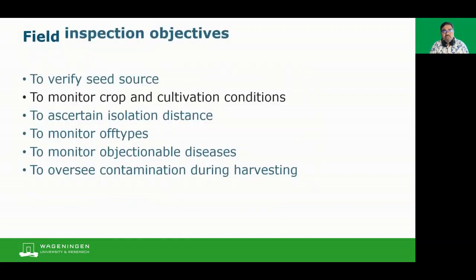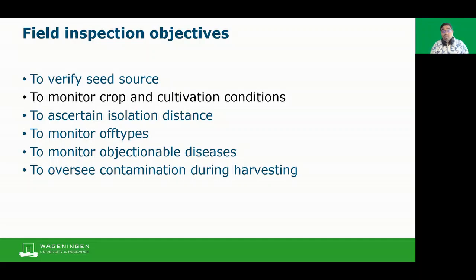Talking now about the field inspection, there are certain objectives. First of all, we need to verify the seed source. We need to monitor crop and cultivation conditions. We need to ascertain the isolation distance, so that the varieties being grown are at a correct isolation from other varieties and there is no admixture. We need to monitor the off types. Are there any off types within the plots where we are growing the seeds? We need to monitor the objectionable diseases. Are there some objectionable seed-borne diseases? So we need to check it.